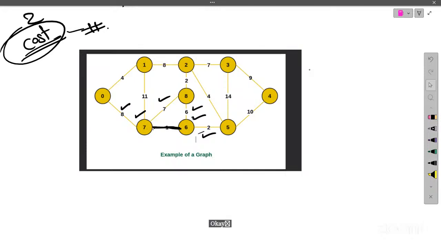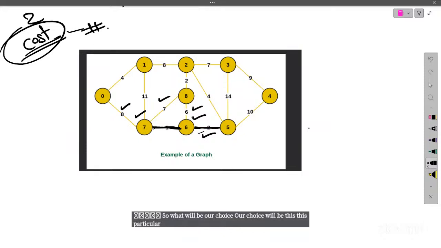Okay. So now, what will be our choice? Our choice will be this particular edge, correct? This edge with cost 2. So I have added one edge with cost 1. I'll add a second edge with cost 2.